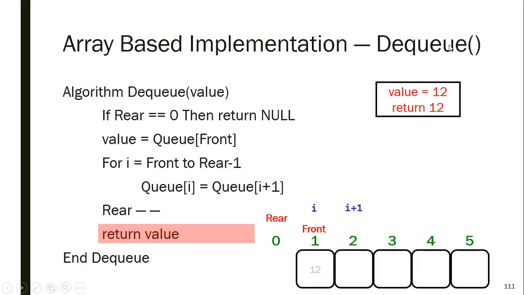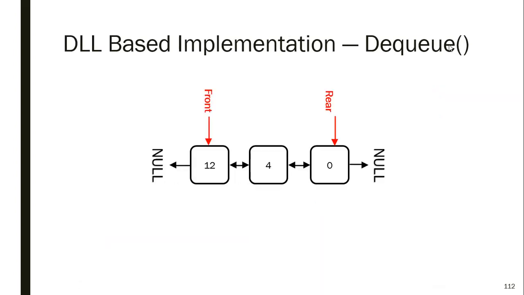This was the array based implementation. Now we will do the linked list based implementation, but I have always been demonstrating how singly linked list is used to implement. So let's change something here. I will demonstrate how doubly linked list is used to implement this queue, and we will perform this dequeue operation.